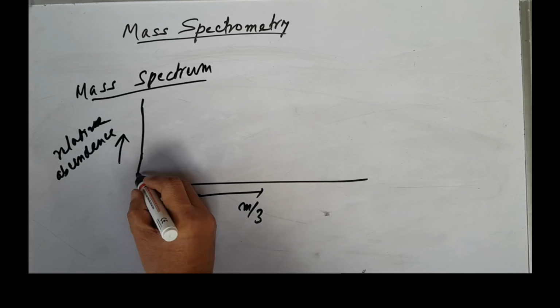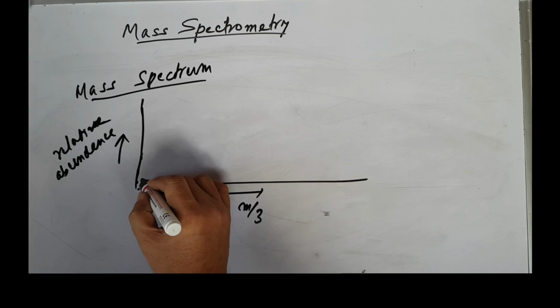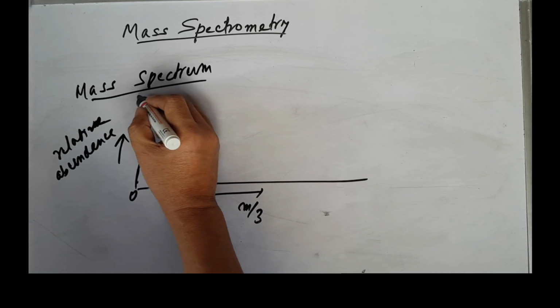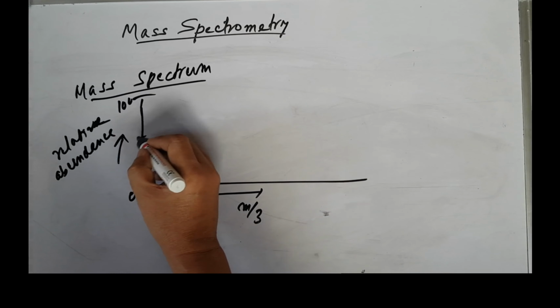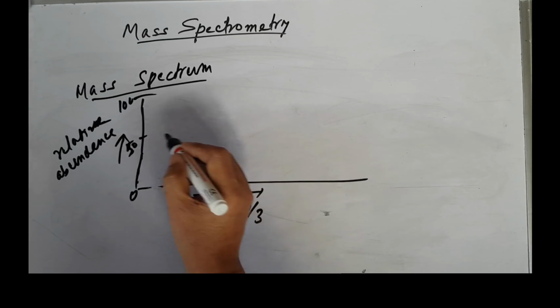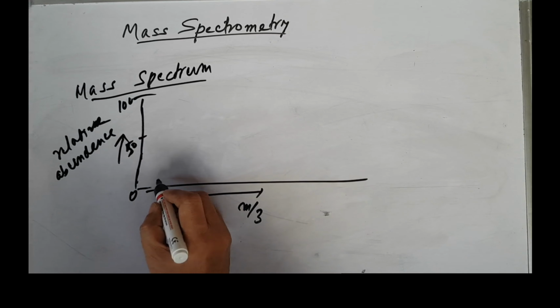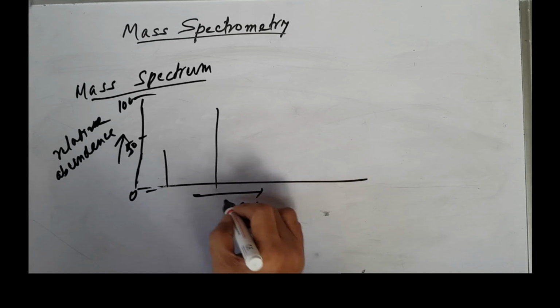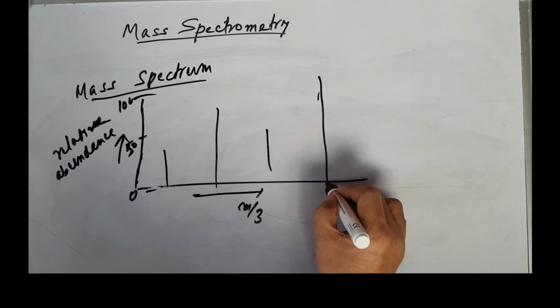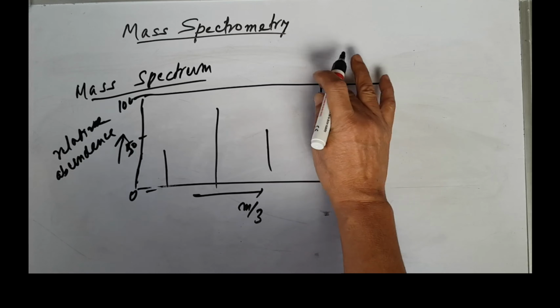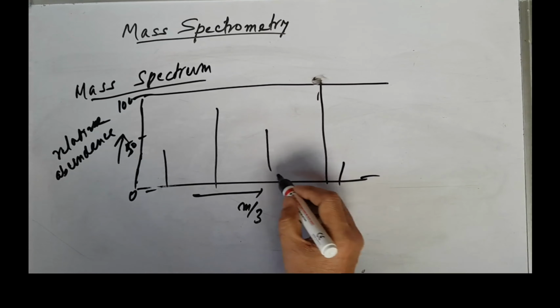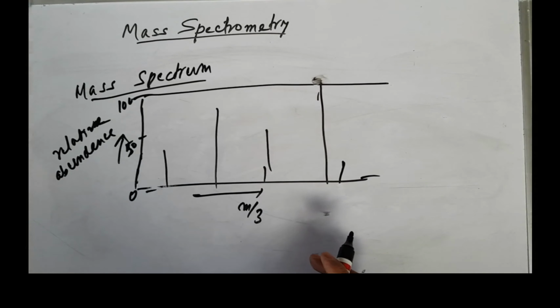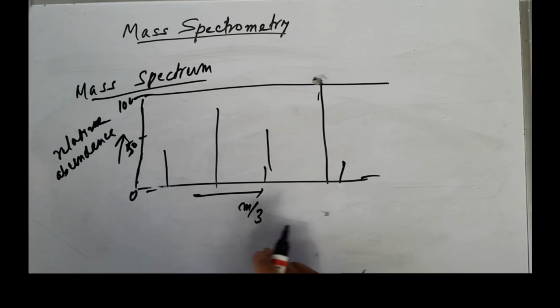By knowing this, here the peak will be like this. This is 0, 100, and 50. The peaks will be like this, or sometimes like this. High intensity 100 is like this. So in mass spectrometry, m/z is along the abscissa, and relative abundance is along the ordinate.